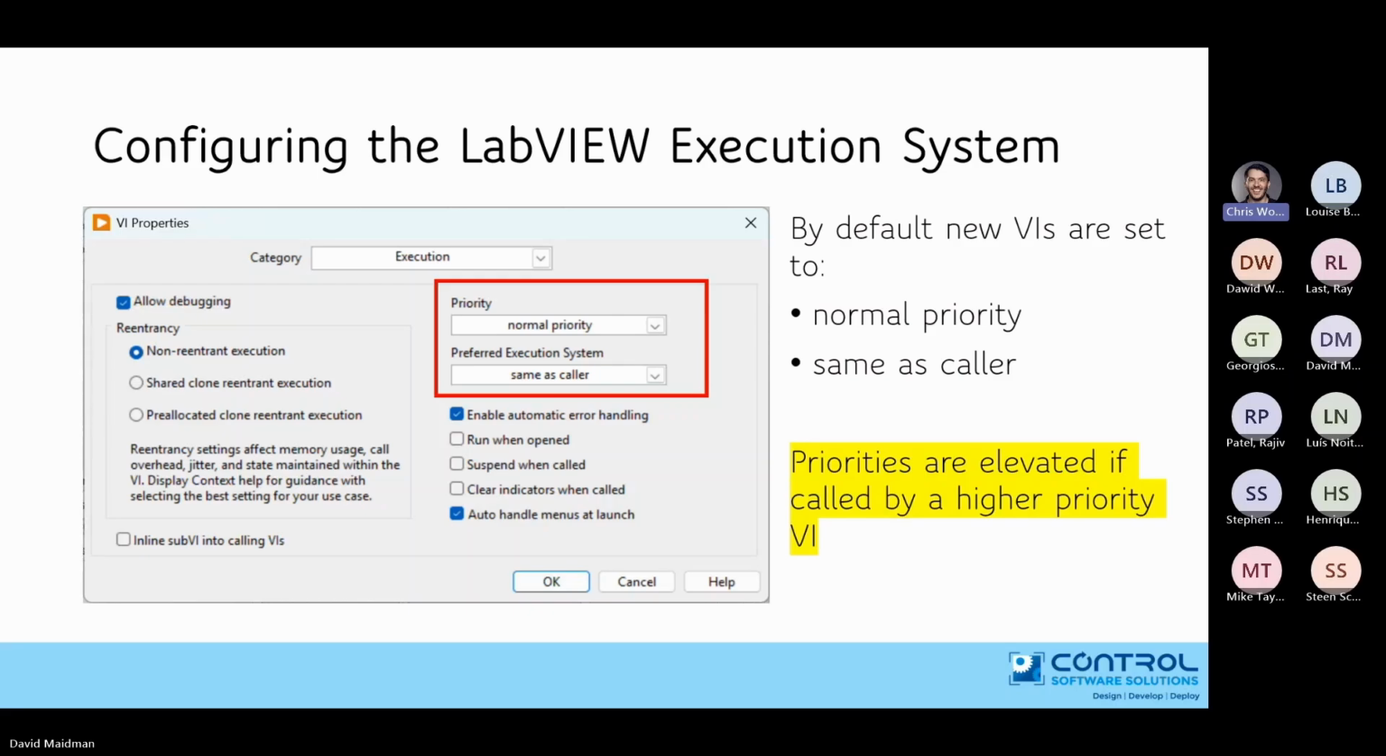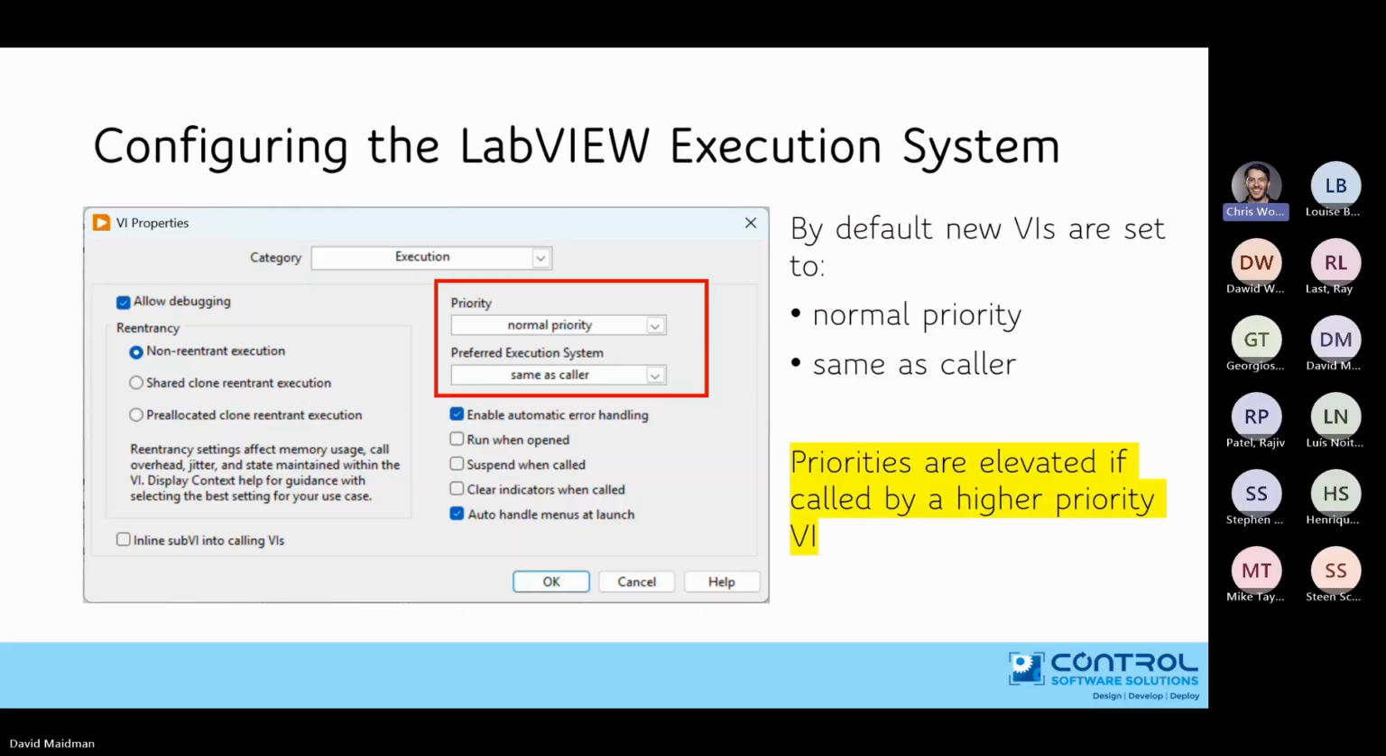So top tip, I would say, make sure to change the non-reentrant execution to either shared clone reentrant or pre-allocated clone reentrant. If you feel it's a sub VI that's used in many different places, you most likely want it to be reentrant, not non-reentrant. So that's one tip I would say.